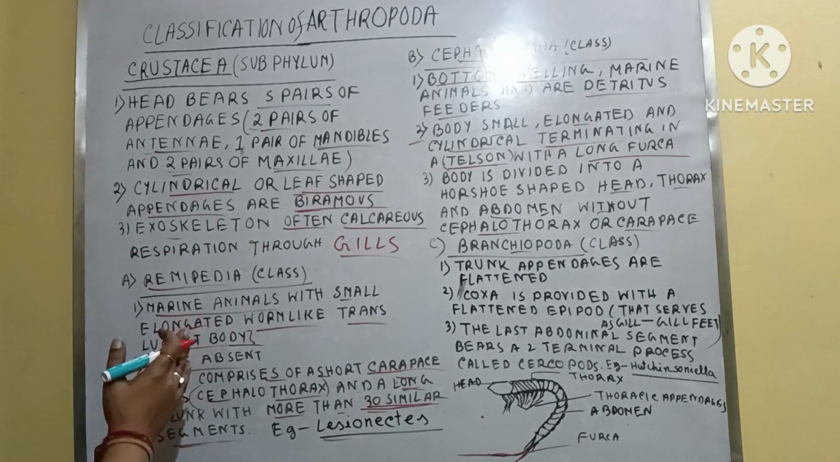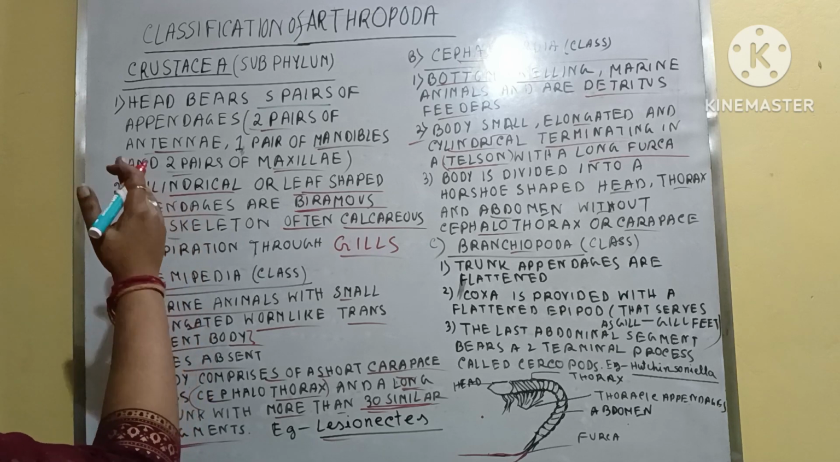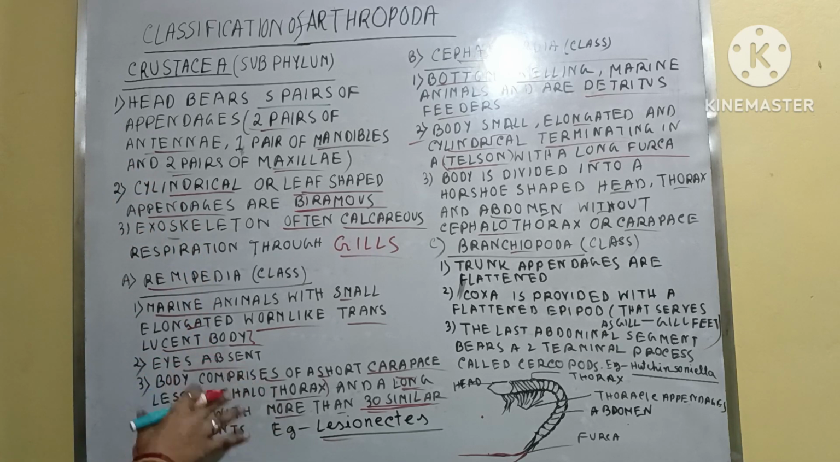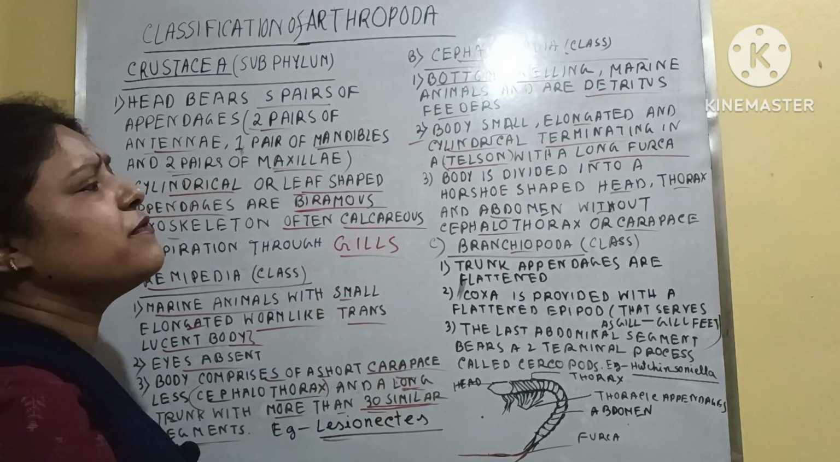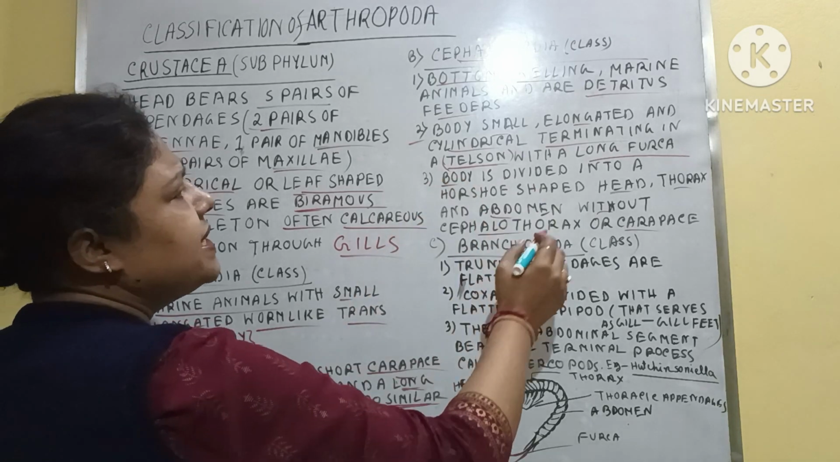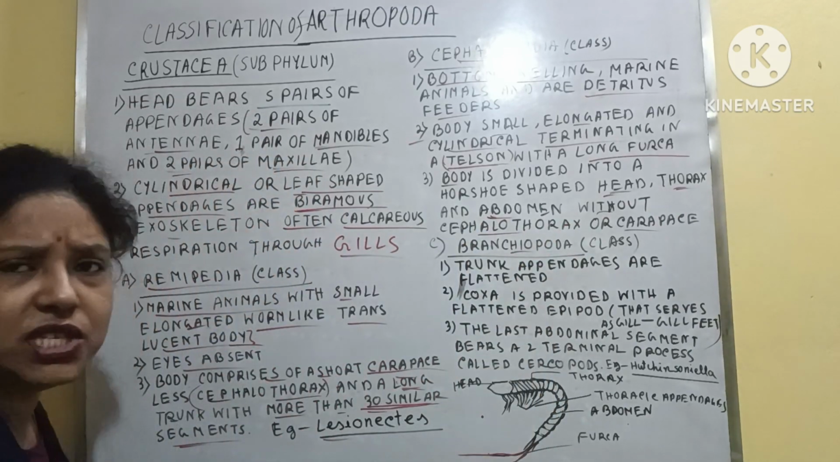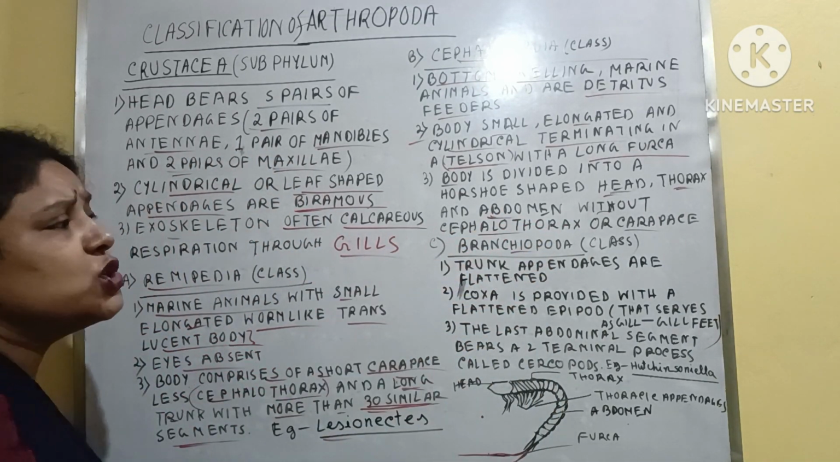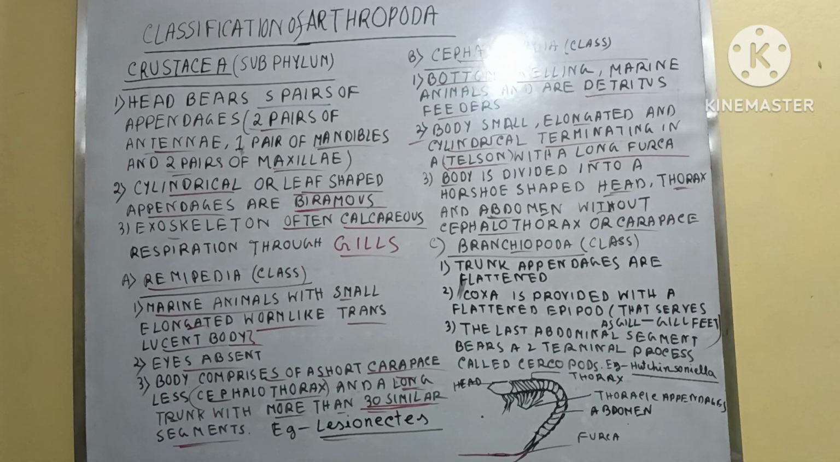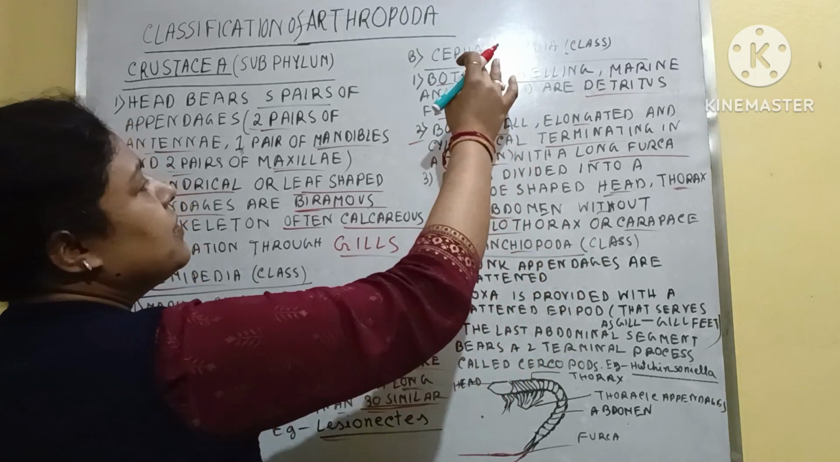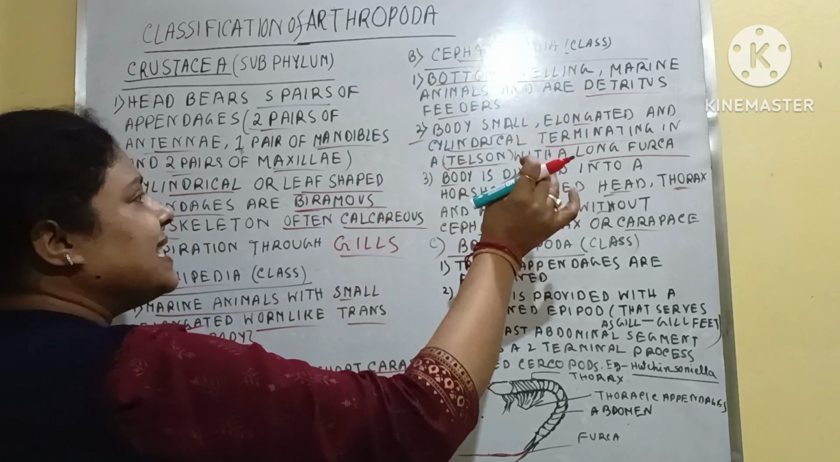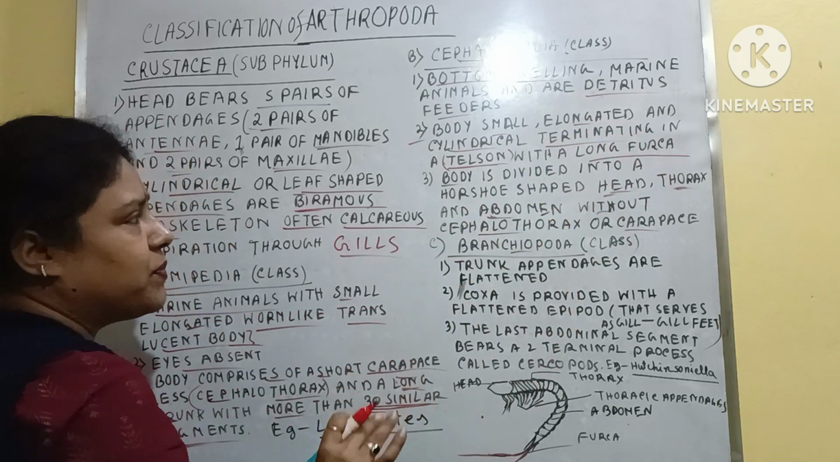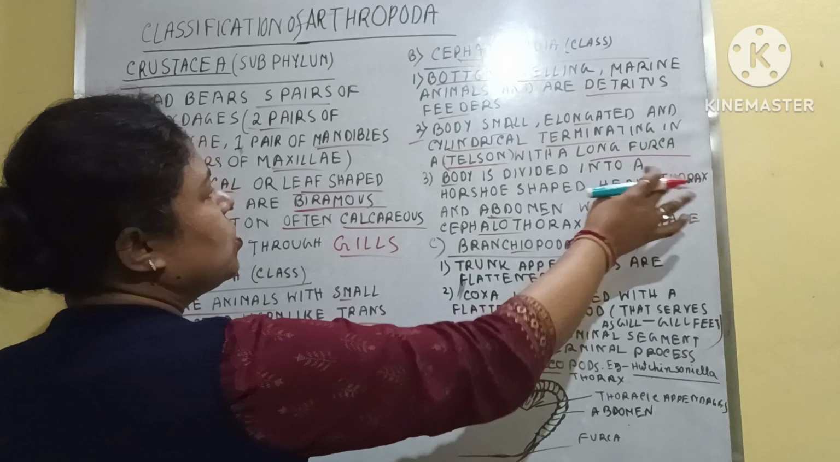That means here, under the Crustacea, in the case of Remipedia, what is present? The cephalothorax is present. But here in the Cephalocarida, there is no cephalothorax. That means the body is divided into head, thorax and abdominal region. So that's why the cephalothorax is not present, and the carapace is also absent, the covering of the cephalothorax. So what are the features? Bottom dwelling, and a small, cylindrical or elongated body that terminates with a telson and long furca. And third point is that the body is divided into head, thorax and abdomen.